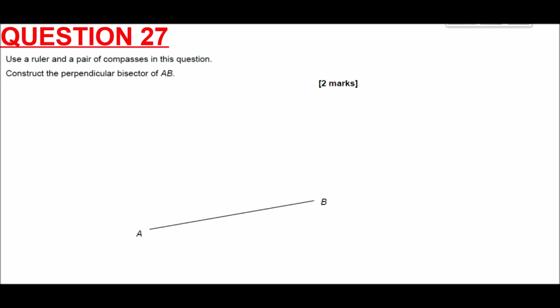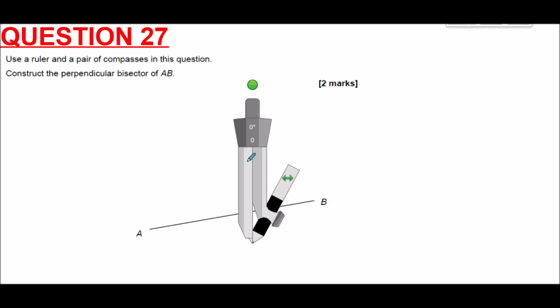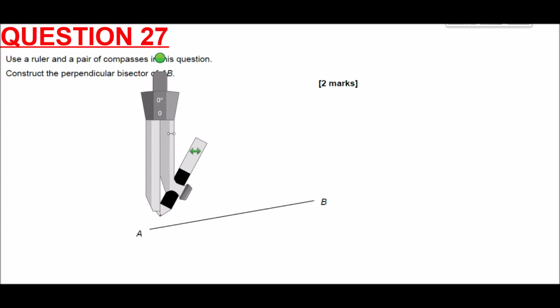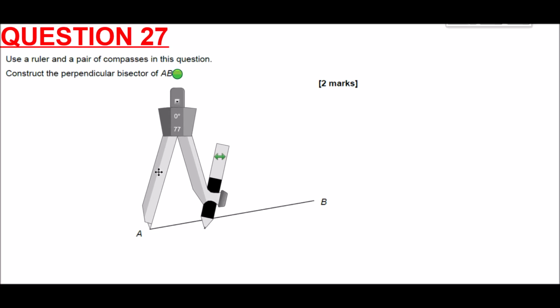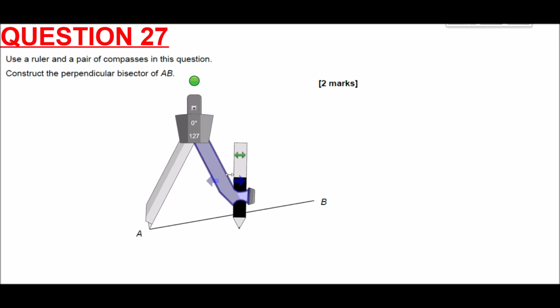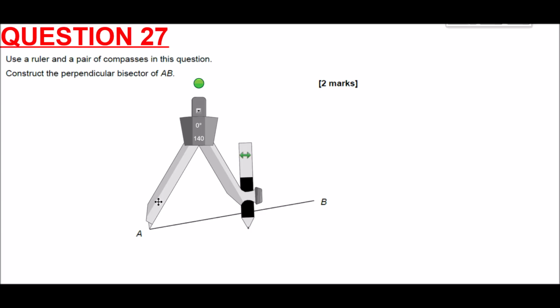Question 27, it says we need to use a ruler and a pair of compasses in this question, and we need to construct the perpendicular bisector of the line from A to B. So doing as the question says, we need to get the compass out, and we put the compass at the end of one bit of a line, and we make sure the width of the compass is over half the length of AB.